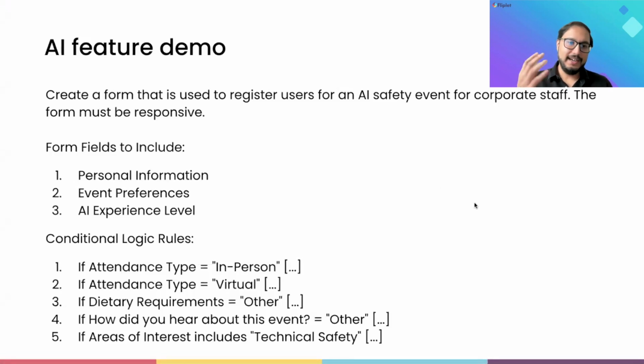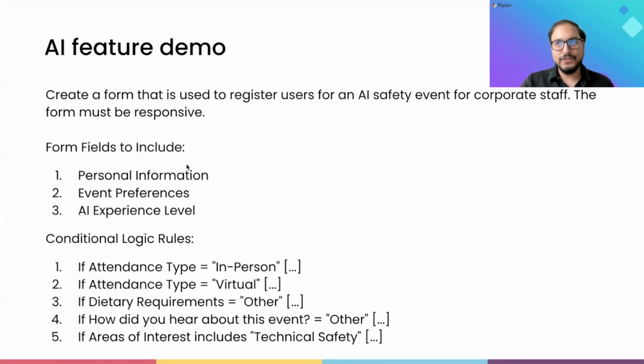Before I show you the demo, this is a condensed version of a prompt I'm going to paste in the demo, but I wanted to talk through it here because I wanted to highlight what kind of things you can ask it to do. So here I've got a prompt which talks about a form to register users for an AI safety event.